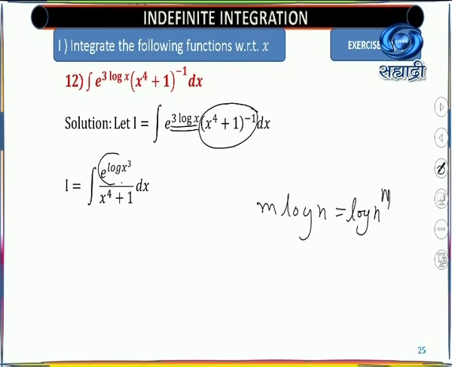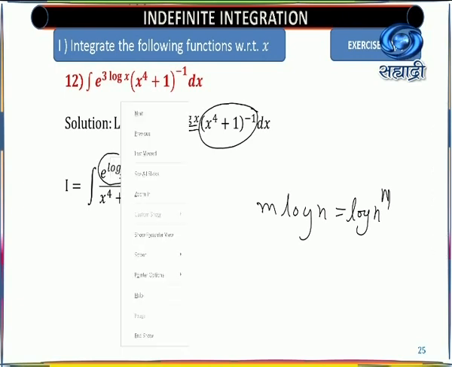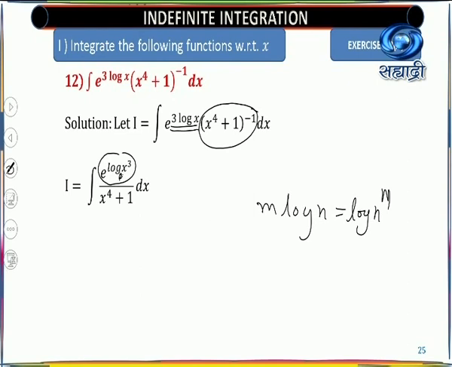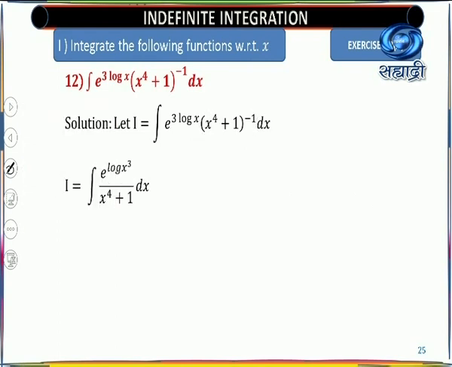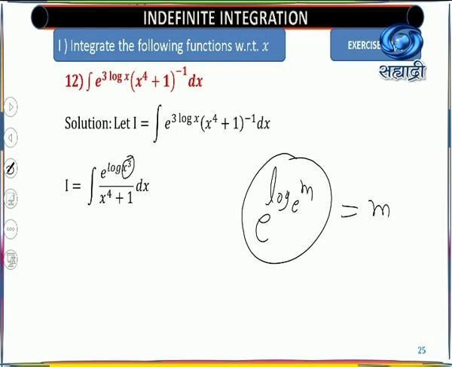So you will get here e raised to log x cube. Now here is also the same base. If you have the same base, e and e, log to the base e it is actually. So if it is log to the base e, that means the function stays as it is. This is like e raised to log of m, so you will get this value equal to m. Now this way you will get x cube, so you will get x cube upon x raised to 4 plus 1 dx.